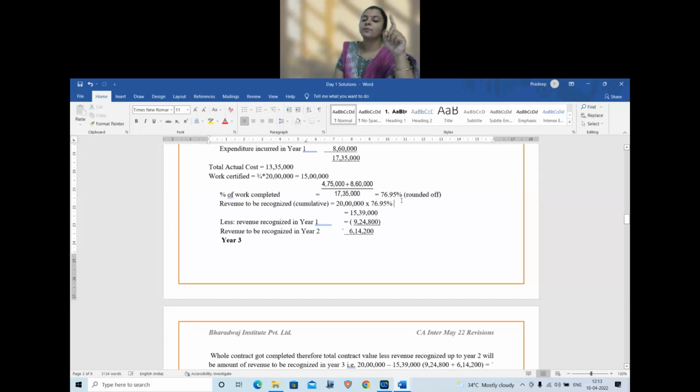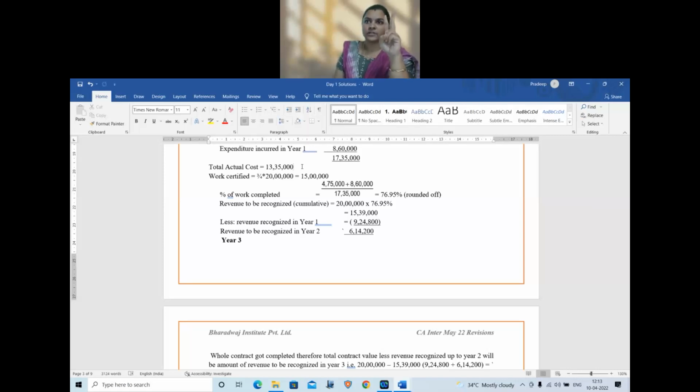What is the value? 76.95 percentage. Is it more than 3/4 or less than 3/4? More than 3/4. As a value, if you see, it is less. But as a proportion to the total cost, it is more. In that case also, we will only go by actual cost of recognition.